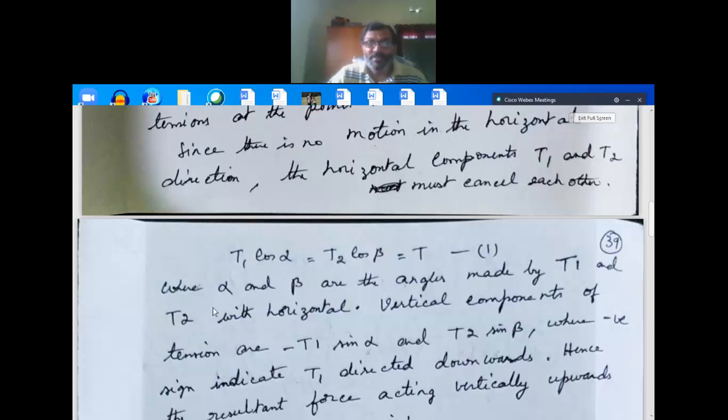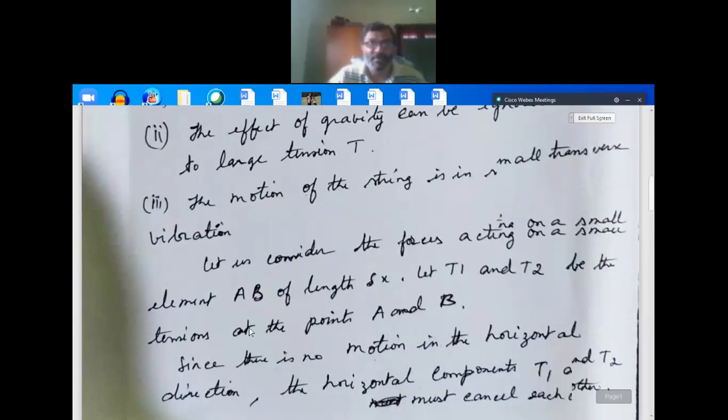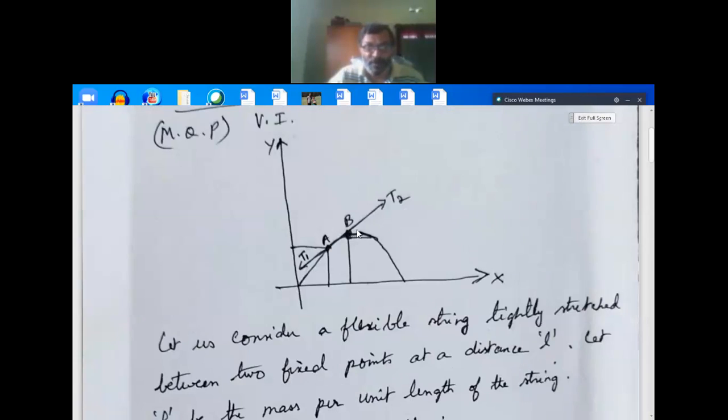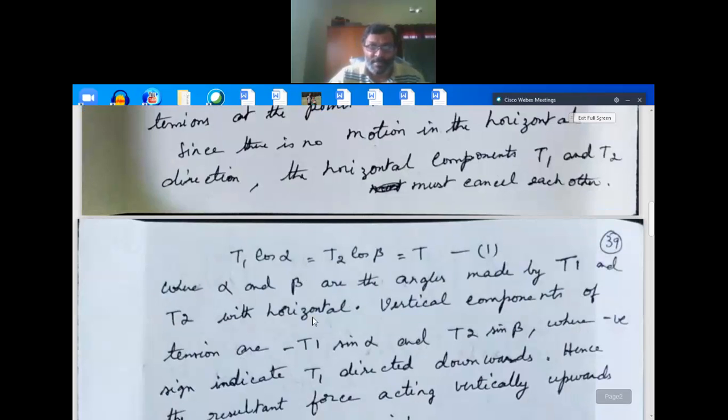What are alpha and beta? Alpha and beta are the angles made by T1 and T2 with the horizontal. If you go back to the figure here, you can see the angles made by T1 and T2. The angle T1 makes with the horizontal is alpha, and the angle T2 makes with the horizontal is beta.